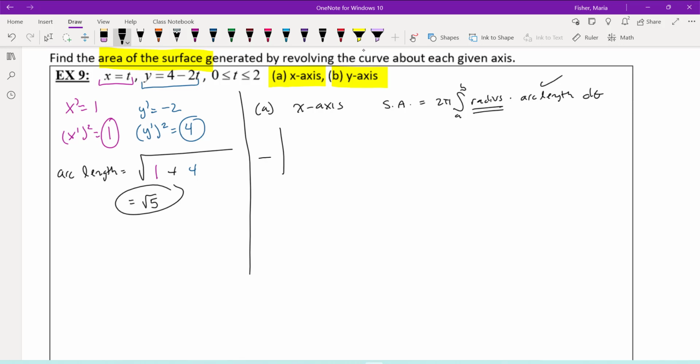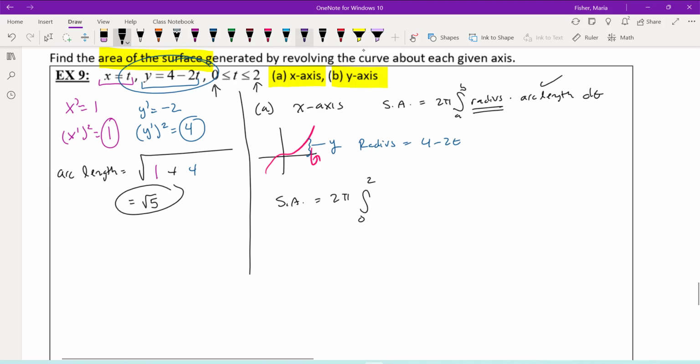Well, it's the x-axis. So remember, if you have some function and you're rotating it about the x-axis, the radius is still going to be perpendicular to the axis of rotation. This distance here is a y movement. Therefore, in this case, my radius has to equal what y is, and that is 4 minus 2t. So I know that my surface area here is equal to 2 pi times the integral from 0 to 2 of my radius, which is my 4 minus 2t, times my arc length, which was a constant here, it's just the square root of 5, and then dt.